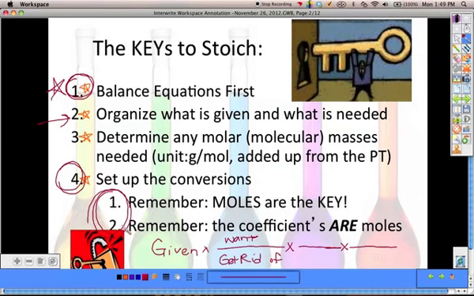But the key to remember is that you need this step. Anytime we want to go from one element or compound to another element or compound, we need to use moles. If we don't use moles, we can't get to the new thing. And the coefficients from this balanced equation are the number of moles. If you can remember that, it's going to be easy for you.